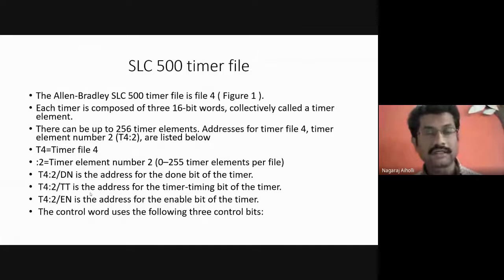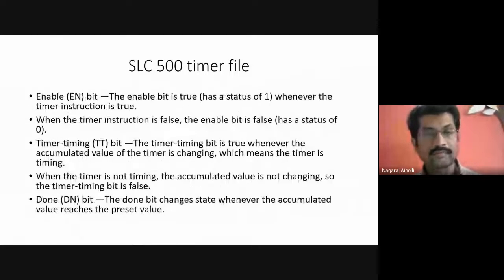T4:2/en. This is the address bit for the enable of the timer. To enable the timer or to start the timer, this T4:2/en bit is used. The control word uses the following 3 control bits. There are 3 control bits, that is the DN bit, TT bit, and the enable bit. These 3 are called control bits. Enable bit EN is true, has a status of 1 whenever the timer instruction is true. If the timer instruction is true, then the enable bit is also true. It has a status of 1. When the timer instruction is false, the enable bit is false.